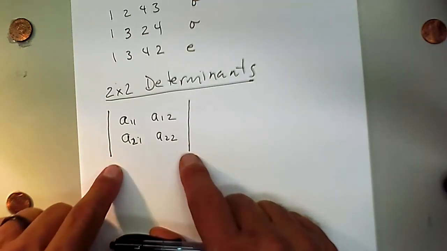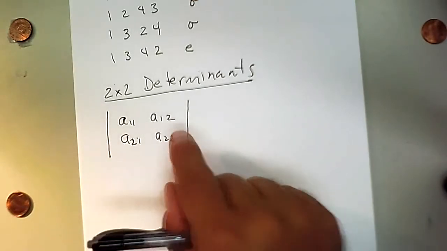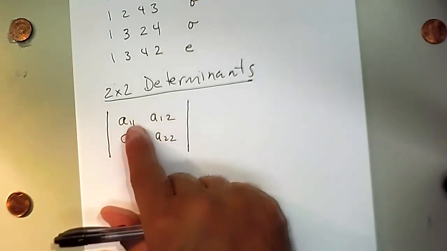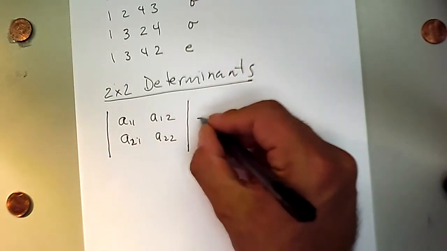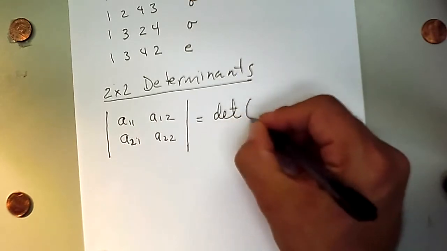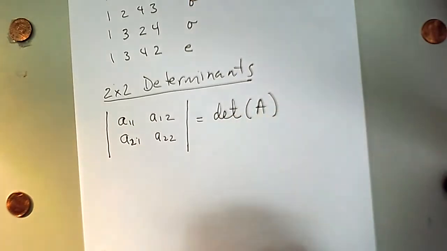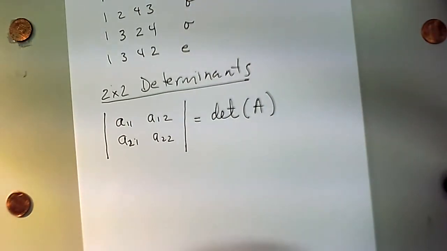The determinant of a matrix is going to be a number. Now, if the matrix with those entries is labeled A, capital A, then we can also write this as DET for determinant of A. Okay, so this is just notation. I'm not telling you how to come up with the actual number. This is just the notation.